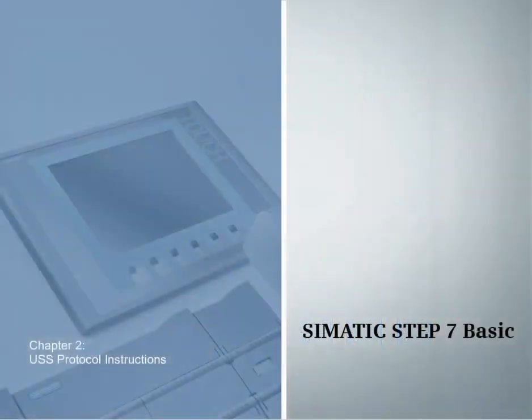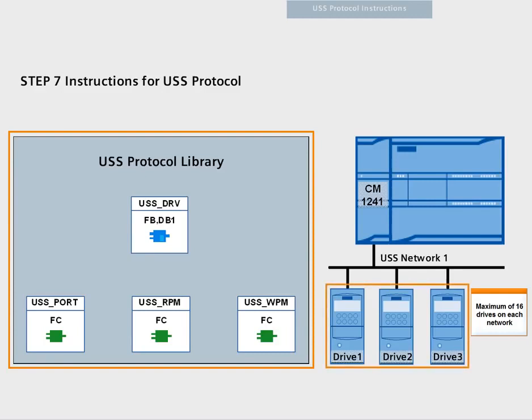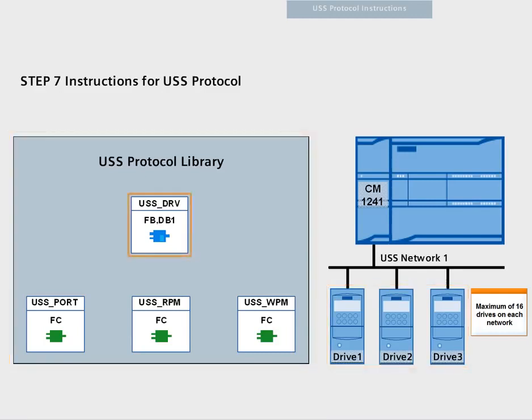Chapter 2. USS Protocol Function. The USS library integrated in Step 7 Basic simplifies the necessary programming steps for an efficient communication between the controller and Siemens drives. The drive function block is used for controlling the drives. For the communication and exchange of drive parameters with the frequency converter, the port functions, and the read and write parameters are available.